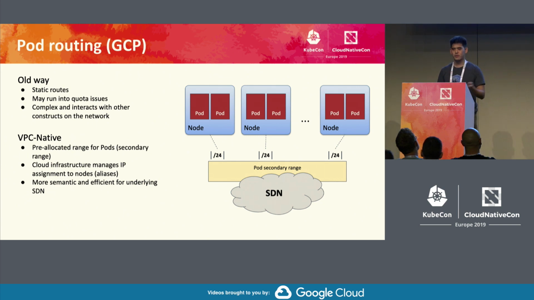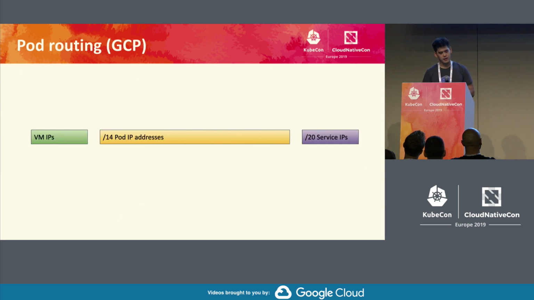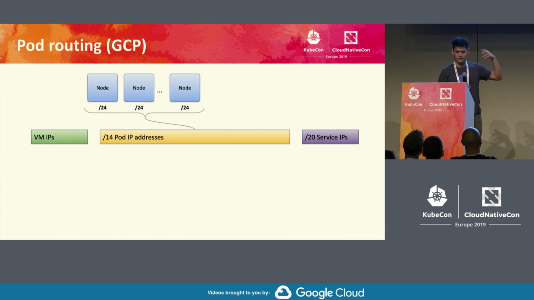This is much more semantic and efficient for the underlying SDN. In fact, you're telling the SDN about the pods. The SDN knows that there is this range allocated to the pods, and it also knows about the allocation to the pods itself. So let's see how this works. In classic Kubernetes, you have a range devoted to the VM IPs, you have the pod IP allocation, and then you have the service IPs on the left. With the VPC native mode, the cloud will allocate these /24s to the various nodes that come up in your cluster.